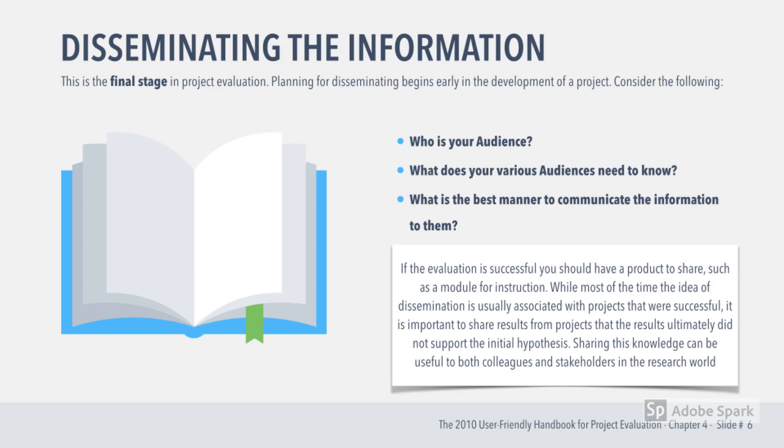Present only information that is practical and avoid technical and confusing language. If the evaluation is successful, you should have a product to share, such as a module for instruction. While most of the time the idea of dissemination is usually associated with projects that were successful, it is important to share results from projects whose results ultimately did not support the initial hypothesis. Sharing this knowledge can be useful to both colleagues and stakeholders in the research world.